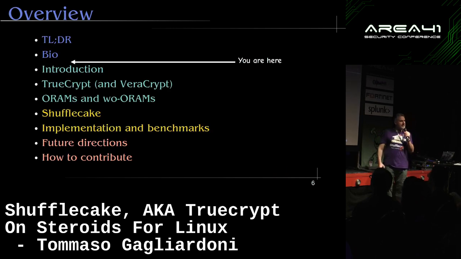All right, so this is what we're going to see. I'm going to give you an introduction to the problem, what plausible deniability aims to solve, what the past solutions are, in particular TrueCrypt and ORAMs, and then I'm going to explain how Shufflecake improves over this situation, and we will finish with some future directions, because there is a lot of space for improvement.